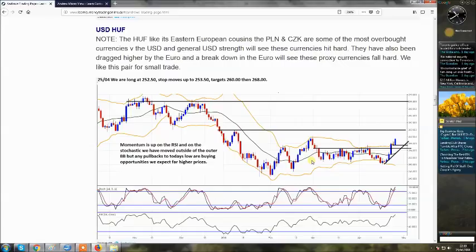If you look at the statistics, the HUF, Hungarian forint, Czech koruna, Polish zloty, they've been among the best performers against the dollar over the last year. And it's not like their economies are strong. They're emerging market currencies. They're going to get hit hard, okay? So I like the HUF. I like the Czech koruna as well, which I'll come to in a moment. I can't decide which one's going to rise the quickest. Polish zloty, I don't think will go down as quick on the USD as the other two.